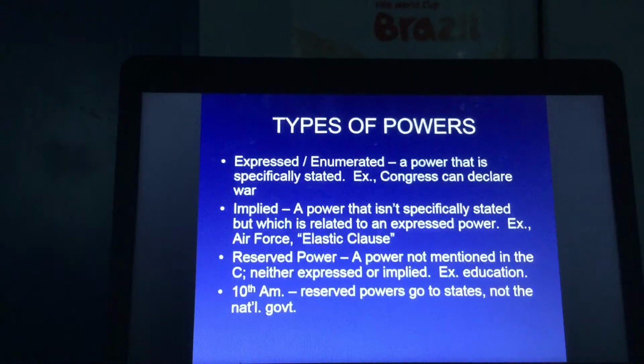If the Constitution is silent completely about a power, like education or a drinking age or something like that, that means states get to do it, and the 10th Amendment makes that clear. If the Constitution is silent, the power goes to the states, not the national government.